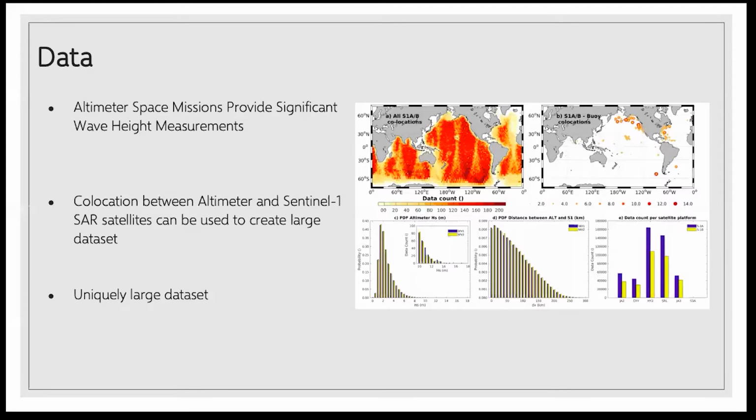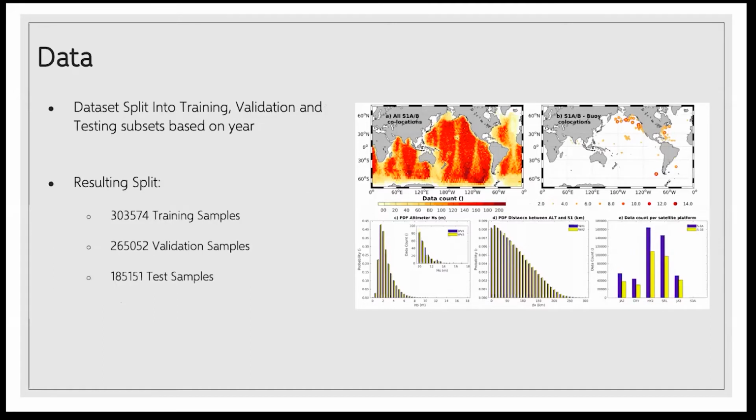We also show a data count of measurements per satellite platform to show that we do have a decent spread across all platforms. So we split the data set into training, validation, and testing subsets based on year. The reason why we do it based on year is so that we can evaluate our model in the context of being able to determine whether or not, I guess, time has an effect on performance or whether or not instrument calibration has some sort of effect.